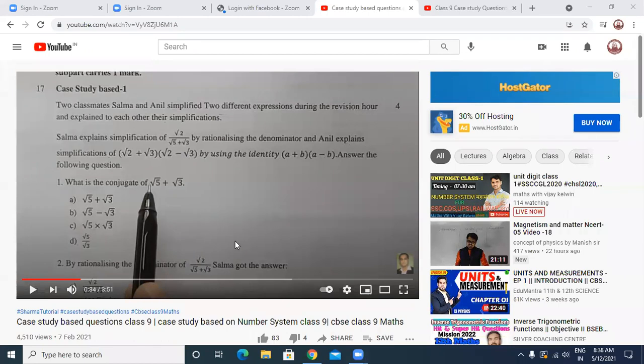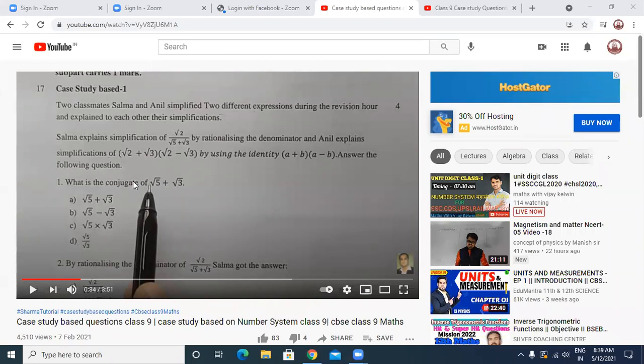Now you have to answer the following question. Number 1 is, what is the conjugate of root 5 plus root 3? Conjugate means, beta, this we have already discussed. Conjugate means the reverse sign of this. So the answer will be root 5 minus root 3.